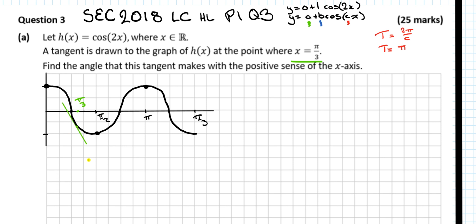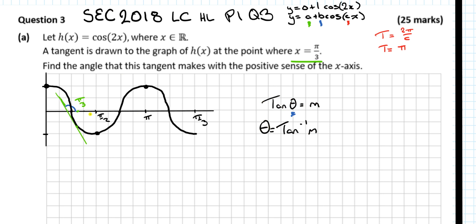The reason I want the slope of that tangent is that I'm looking for the angle that this tangent makes with the positive sense of the x-axis. I'm then looking for this angle here. The reason I want that is because tan theta is equal to m. That theta is the angle that it makes with the positive sense of the x-axis. So if I can find that slope, I can then go tan inverse m is equal to theta.